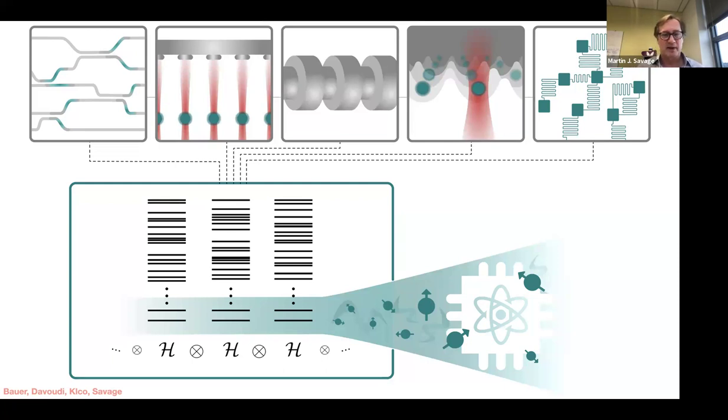And so a lot of our time is spent understanding how to map to the devices in an optimal way to get to the target physics. The mappings are different on the different devices, and for different observables, the mappings are typically also different.